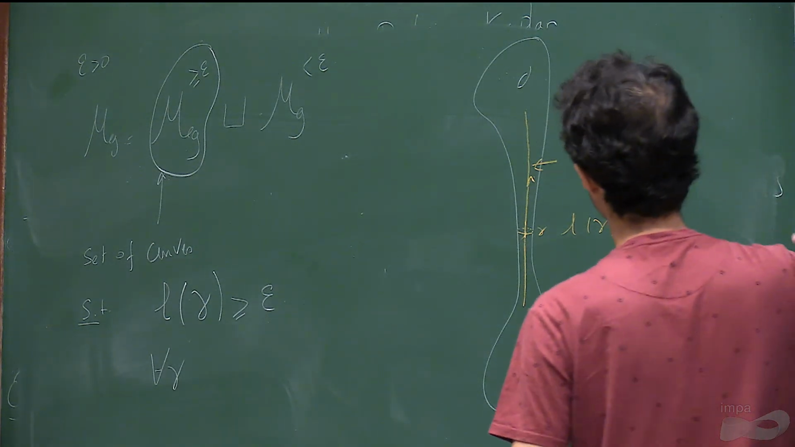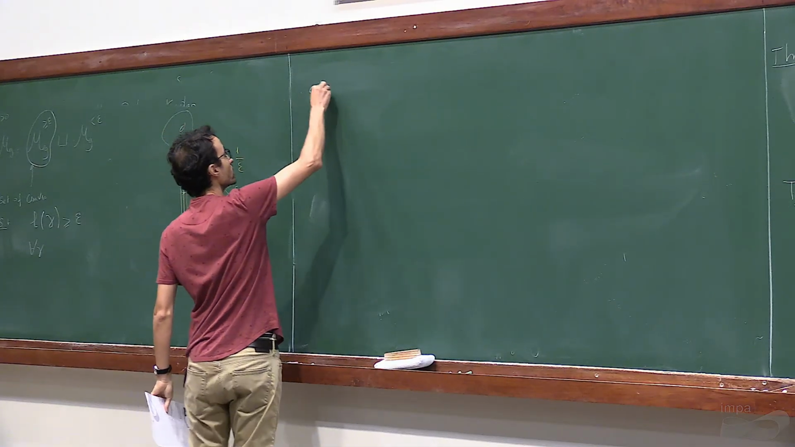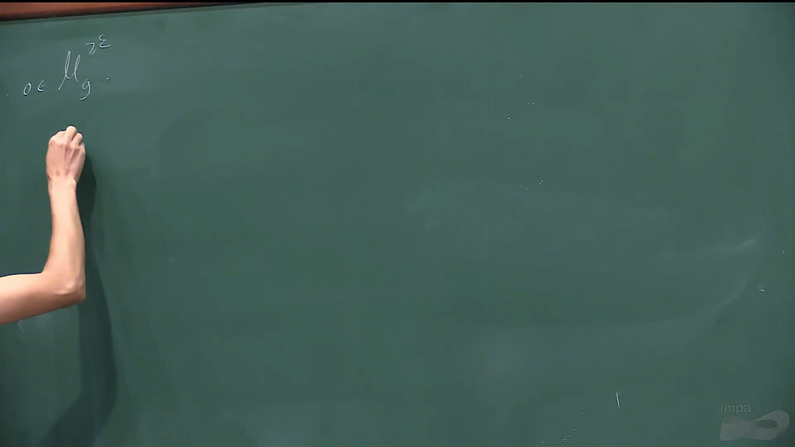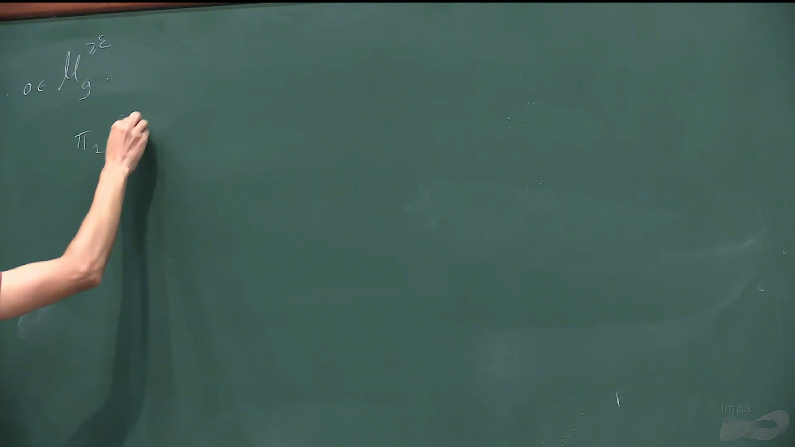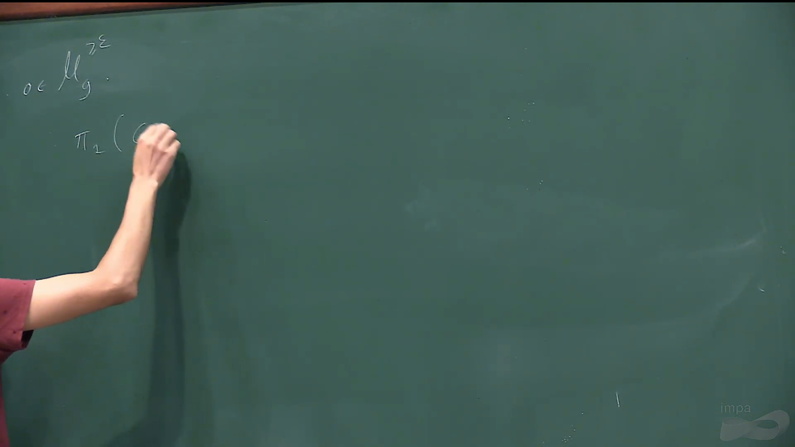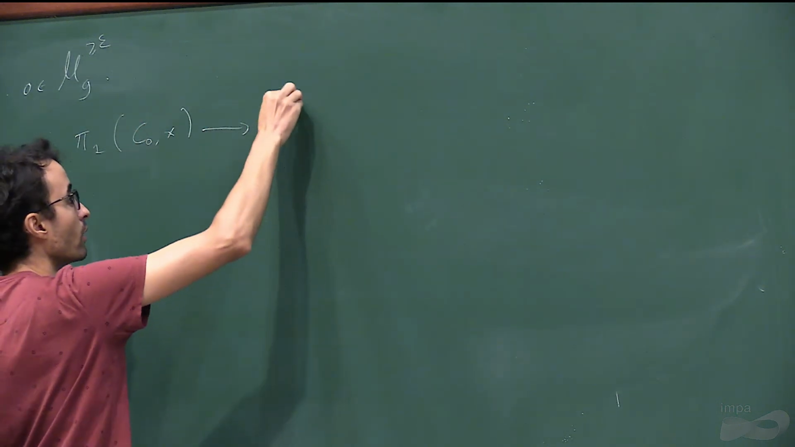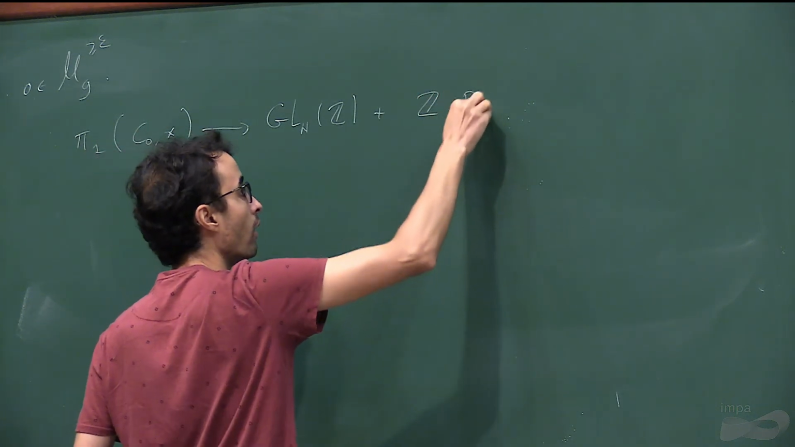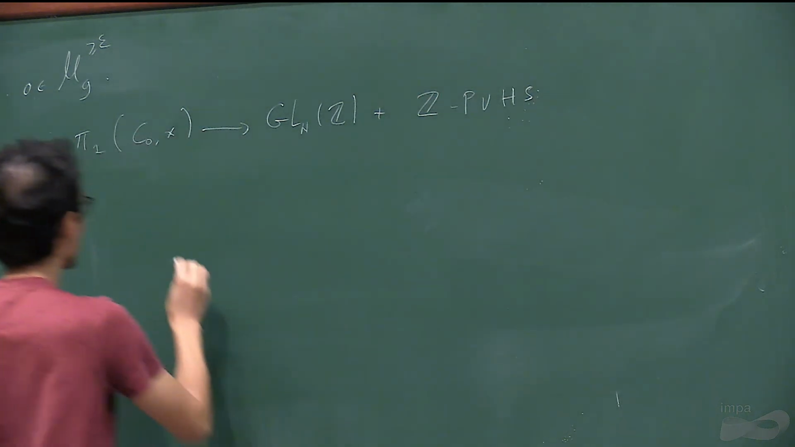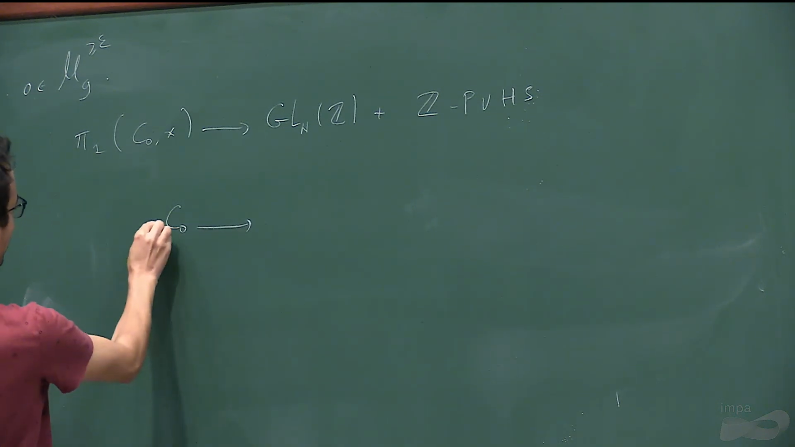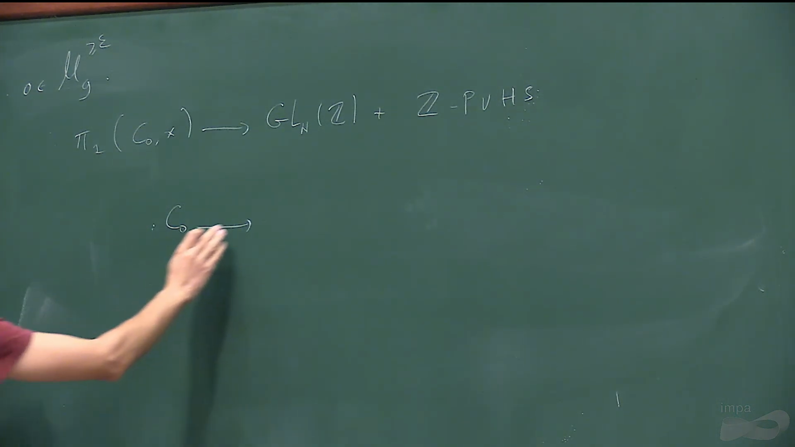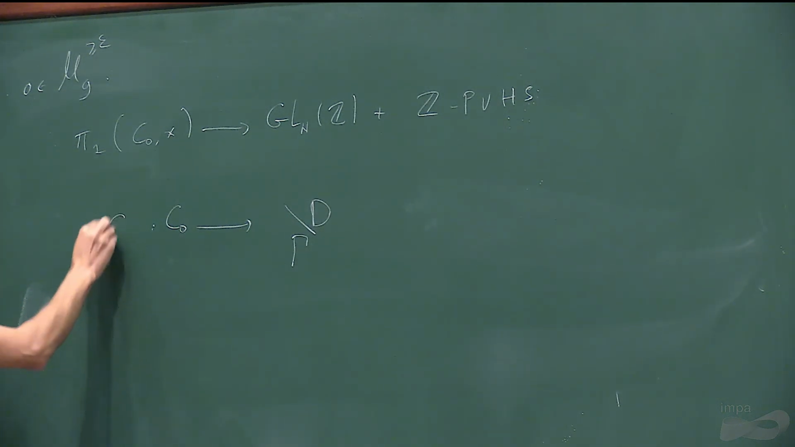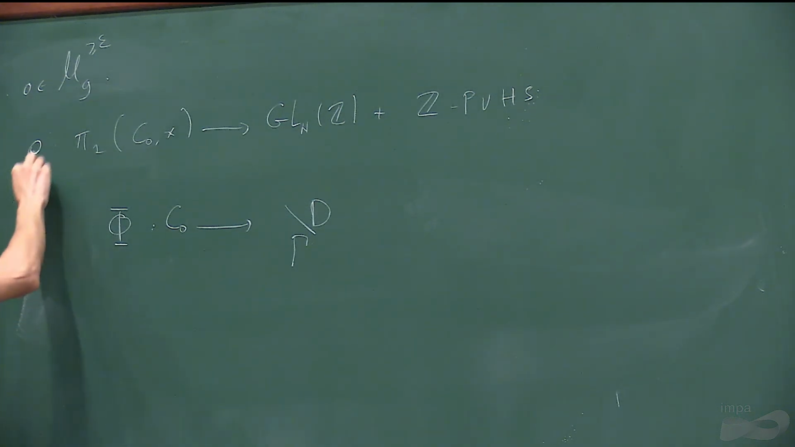So if you have a curve in M_g bigger than epsilon, and some representation of the pi_1 of C_0 at some point in GL_n(Z) that underlies a ZVHS, then you get a period map, as we saw throughout the week, to D mod Gamma, to some Mumford-Tate domain modulo some group Gamma. So let's call this period map phi and this rho.